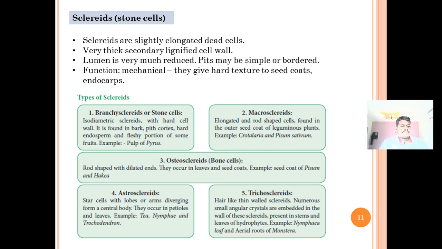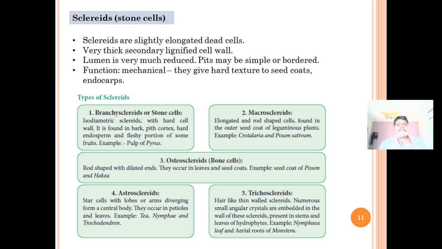Then come to sclereids. Sclereids are slightly elongated dead cells. It's not too much elongated, slightly elongated. It also has a lignified cell wall. The lumen is very much reduced here.